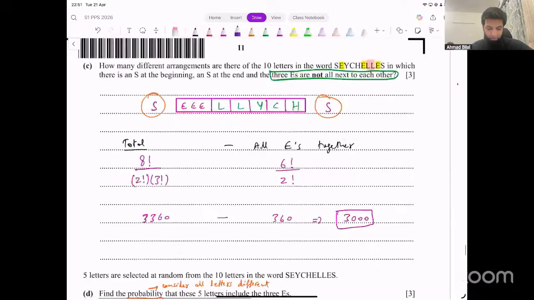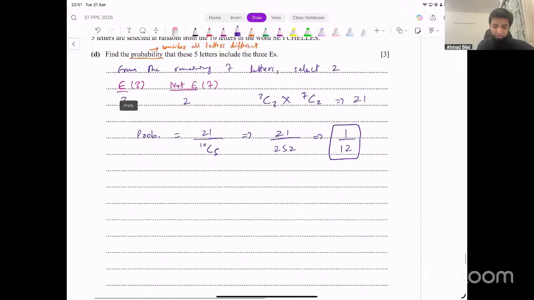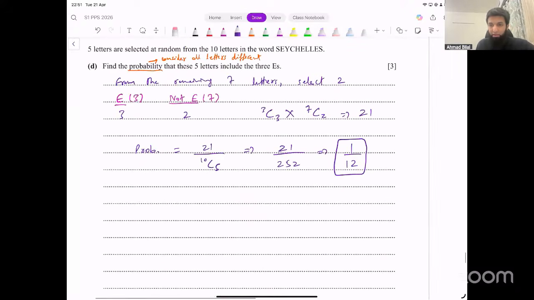3 out of 10. Achha. So there's another suggestion. You're saying if we do 3 out of 10 into 2 out of 9 into 1 out of 8 for the 3 E's, and then the remaining non-E's, which are going to be 7 out of 7 and 6 out of 6. You're saying, why does this not work?